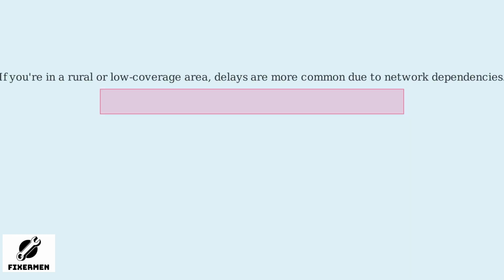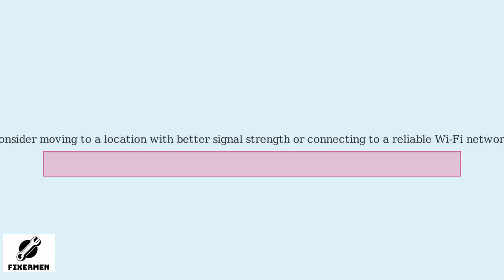If you're in a rural or low-coverage area, delays are more common due to network dependencies. Areas with weaker cellular signals can experience slower data synchronization. Consider moving to a location with better signal strength or connecting to a reliable Wi-Fi network. This often provides a quick workaround for connectivity issues.